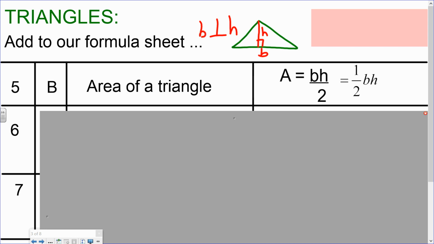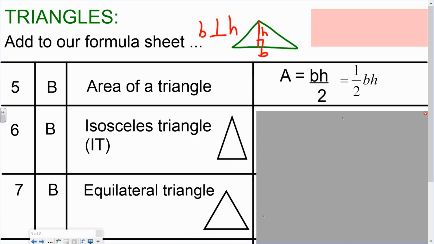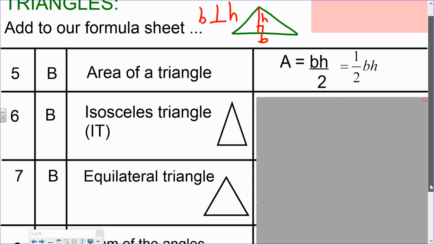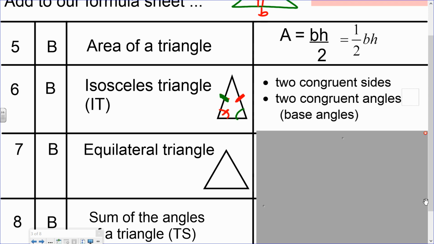Okay, we had some different kinds of triangles that we learned in the past. Things like isosceles and equilateral. I took my picture over a little bit too far, but that's okay. Isosceles has two sides that are the same length, or two congruent sides. It also has two congruent angles, base angles, and they have to be exactly opposite the two congruent sides. So opposite this side would be this angle right here. Opposite this side would be this angle over here.